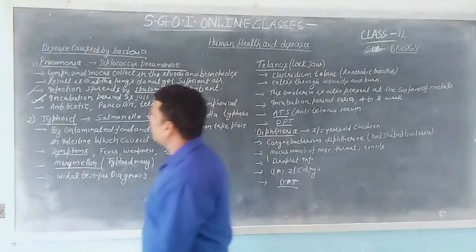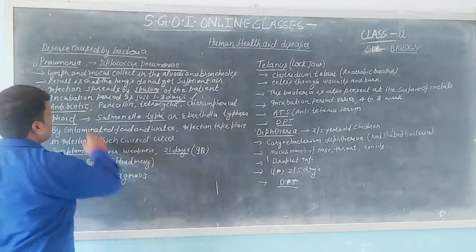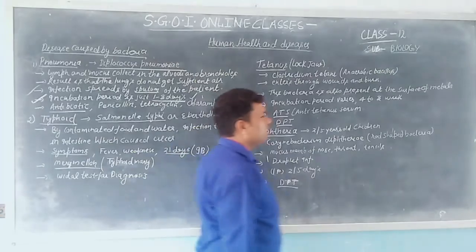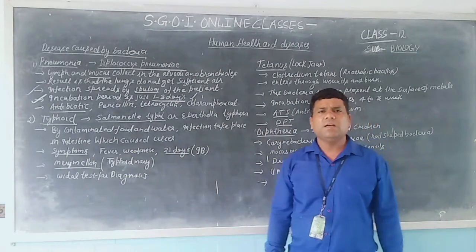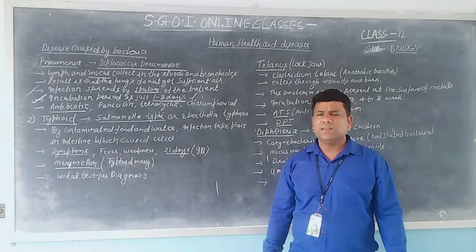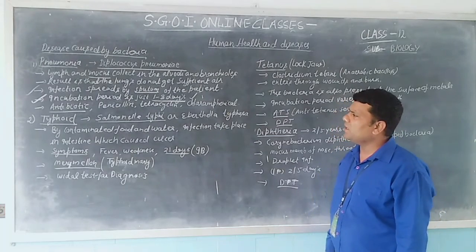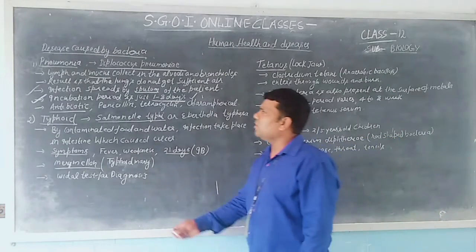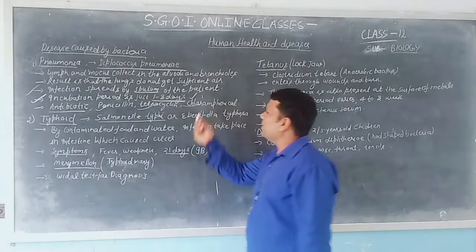And what types of antibiotics are given for the disease? These are also very important. As you know, antibiotics are a type of medicine that can be obtained from different types of bacteria, or we can say lichens or others. These antibiotics are given to cure the patient, and for pneumonia the antibiotics are penicillin, tetracycline, chloramphenicol.